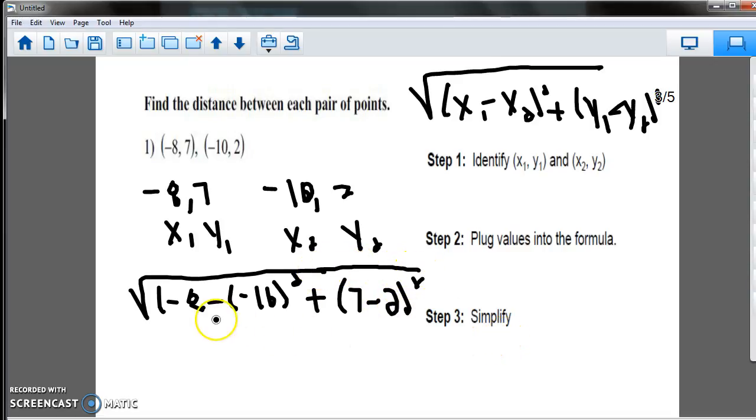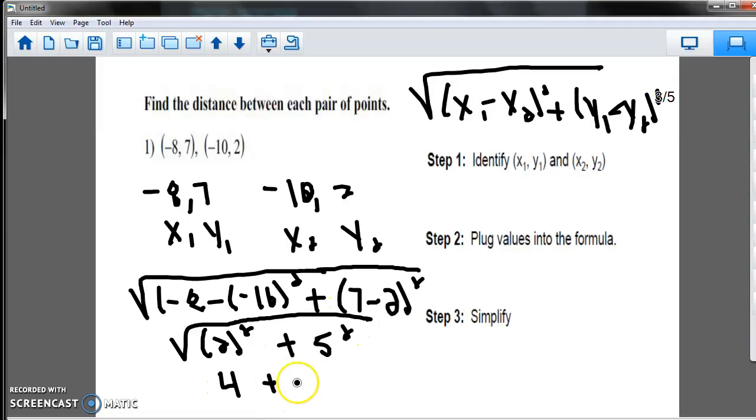Now we're just going to simplify. So -8 minus -10 becomes positive 2 squared. 7 minus 2 is 5 squared. So 2 squared is 4, 5 squared is 25, and then we're taking the square root of that. So that's just the square root of 29.